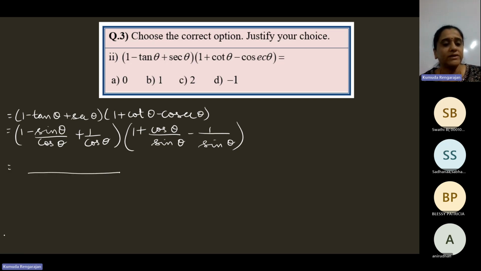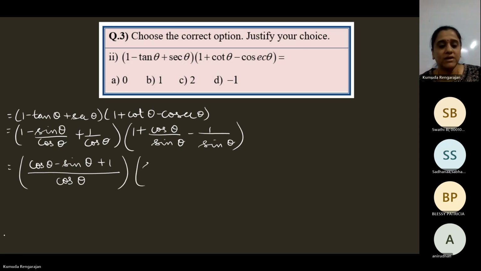Then you have to take the common denominator. Cos theta is a common denominator. So you will get cos theta minus sine theta plus 1, sine theta plus cos theta minus 1 by sine theta.